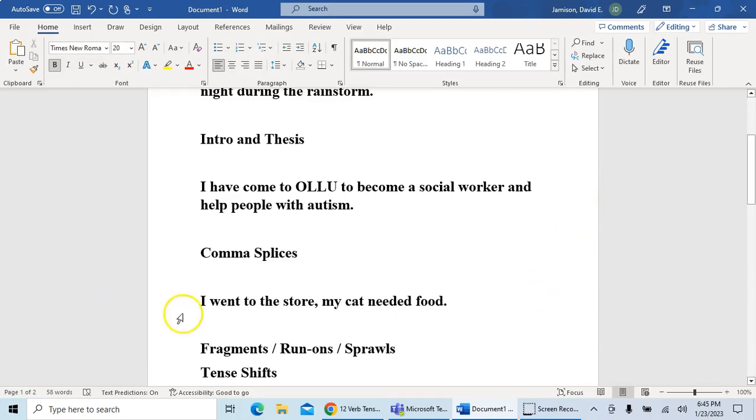So here's a common splice. I went to the store, my cat needed food, and I have a comma here. Again, maybe the reason that I'm using a comma here is because I'm trying to make my sentences longer. If I have two sentences here, they would be extremely short and choppy. So if I want to, I can add "because" there, and now it's a complete sentence. But alternatively, I can just replace my comma here with a period, and then I also have a complete sentence.